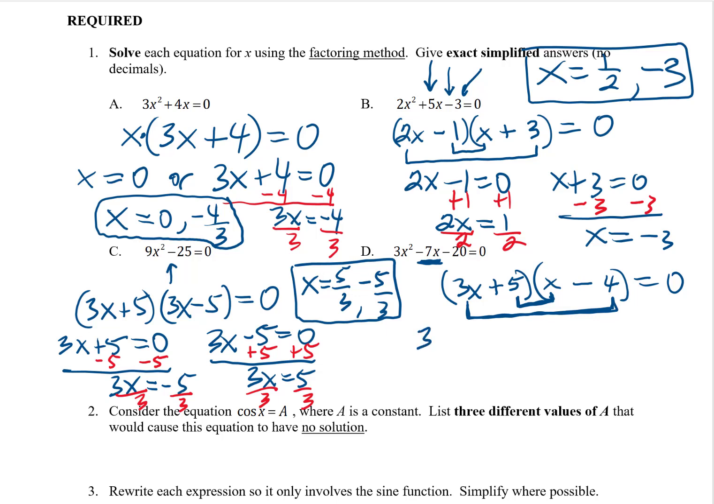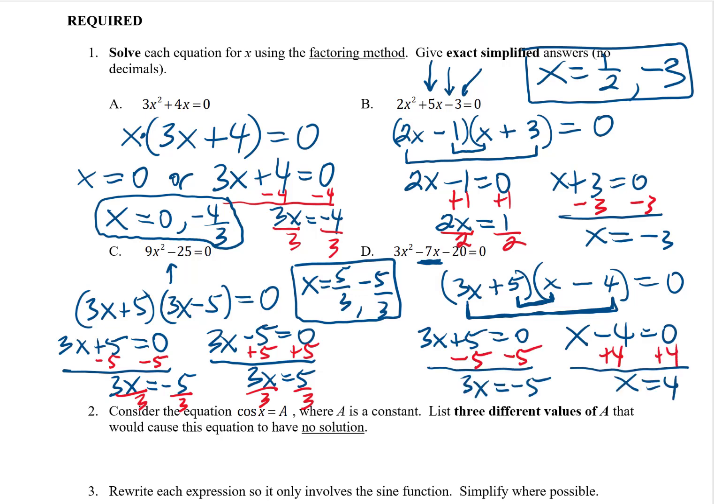So we factored. Now we set each factor equal to 0 and do our solving. Subtract 5, add 4. The second one is finished. Divide this one by 3. And once again, we are done, and we have two answers. The final answers here, negative 5/3 and positive 4.